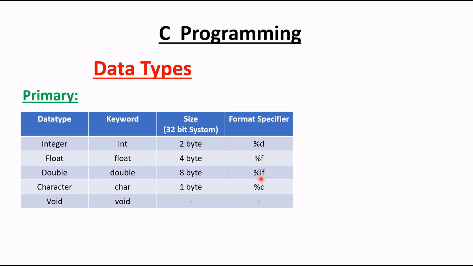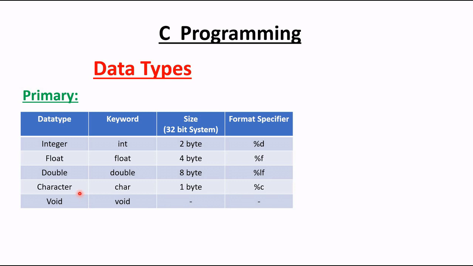So what is the meaning of this lf? L for large and f for float. Here for float I use f, and this is large float, that is double. So there is not really much difference between float and double. Float is just for 4 bytes or small decimal values, and double is for 8 bytes, like large point values. And the next one is character.